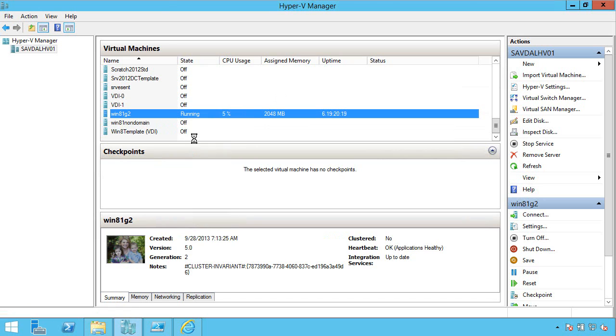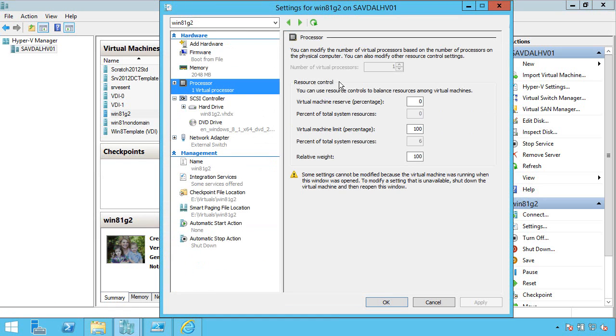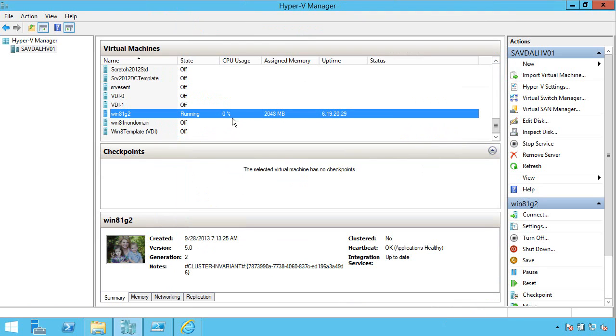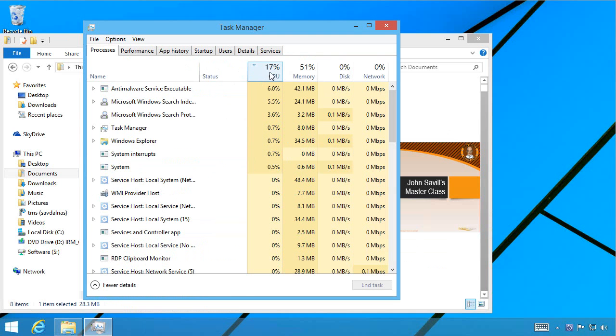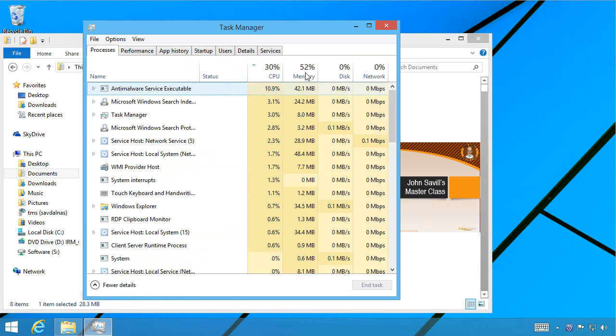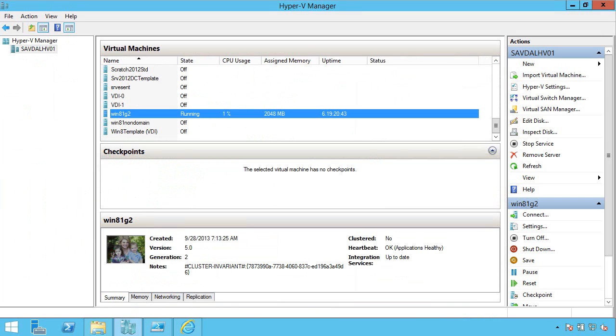So if you remember, this VM only had a single proc, so a single proc could only be 6% at max. When we see it's running at 1 or 2 or 3%, that means its internal proc is running at maybe 50 or 60%. If we look at it, it's actually running at 17, 20%. So just realize when you're looking at the Hyper-V view, it's not saying that processor is doing nothing. That's of your total system resources.